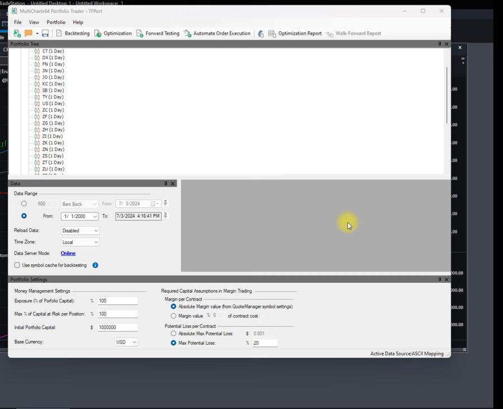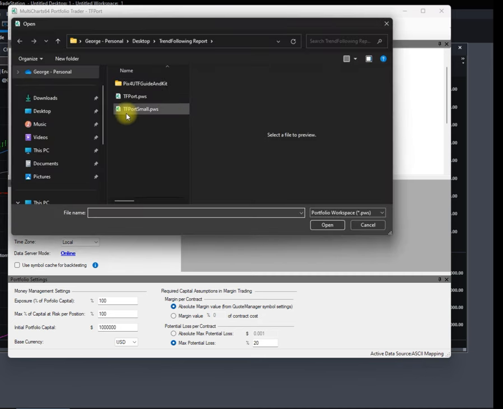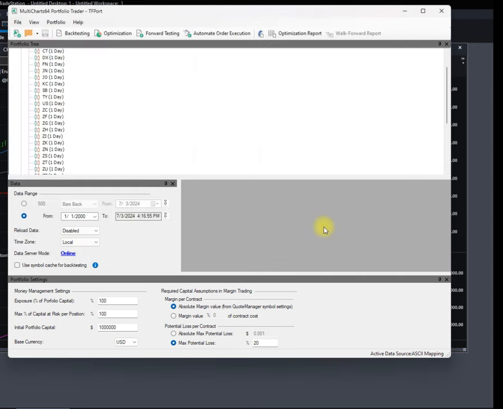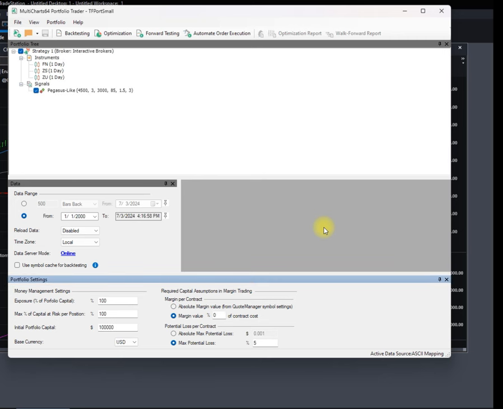I'm going to save this one. I'm going to load this portfolio, which I did a while back. It's called Portfolio Small. So this is for the small trader that wants to invest in futures and trade a systematic approach or algorithmic approach. So we're going to do this. I'm going to load it. We've got 3 symbols here. We've got the FN, which is the euro, the ZS, which is the symbology for Pinnacle for beans, and ZU, which is crude oil. We're going to do the Pegasus-like algorithm with the 4500, 3, 3000, 85, 1.5, and 3. Let's run it.